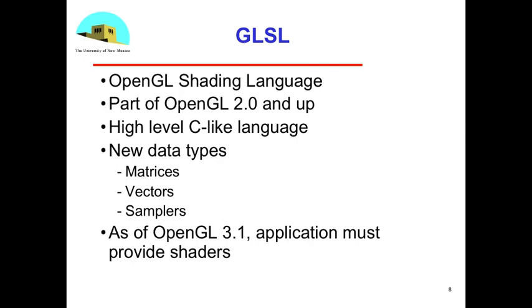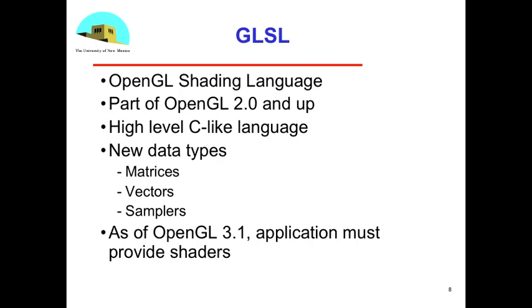And as we've said before, starting with 3.1, including WebGL, every application must provide at least a fragment shader and a vertex shader. There are some newer kinds of shaders that have become available in versions of OpenGL starting with 4.1 and 4.2, but they're not yet available in WebGL, so we'll just talk a little bit about them later in the course.